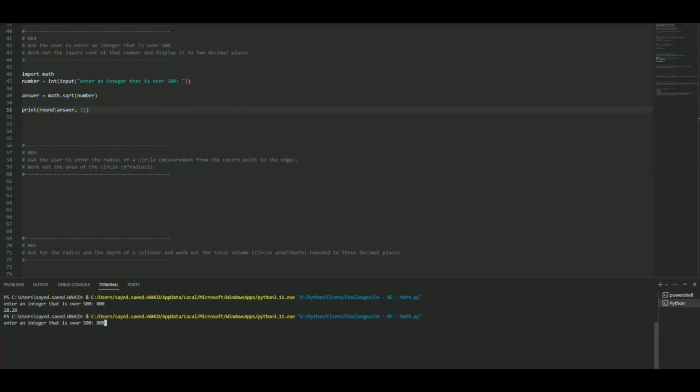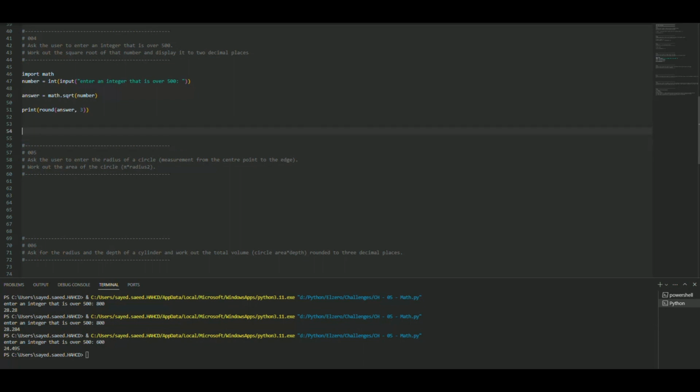Okay, if we change this to 3, we will enter also 800. Now it's casting it as an integer. This is the square root of this number, rounded to 3. Okay, that's it. Let's see the next challenge.